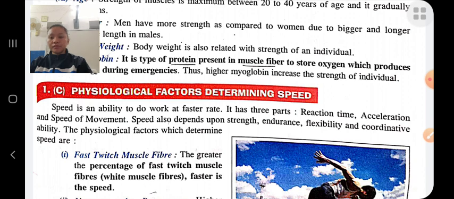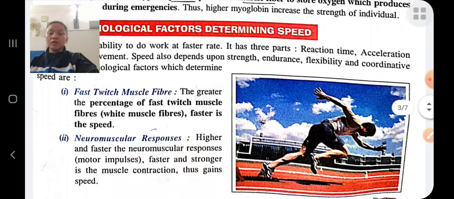Speed also depends upon strength, endurance, flexibility, and coordinative ability. First is fast twitch muscle fibers, that is white muscle fibers. The greater the percentage of white muscle fibers, the faster the speed. Persons who have white muscle fibers have more speed, and persons who have red muscle fibers have more endurance.